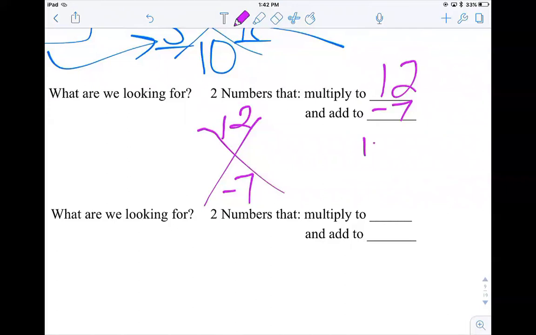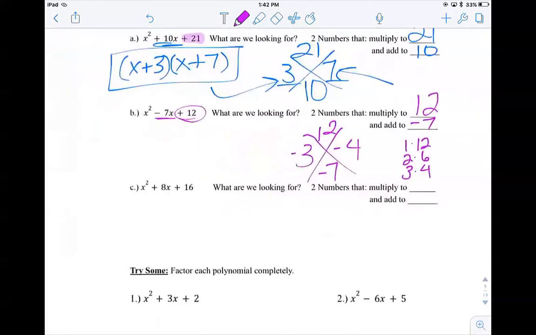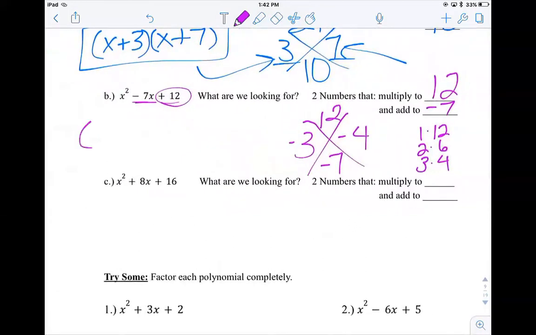So I need two numbers that multiply to give me 12 and add to negative 7. So you can think about your factors: 1 and 12, 2 and 6, and 3 and 4. Of these combinations, if we use a negative 3 and a negative 4, that would multiply to give us positive 12 and add to give us negative 7. So when we go to write our factored answer, our two parentheses, we'll have our x, and then we'll do minus 3 because it's a negative, and minus 4 because that one's also a negative.